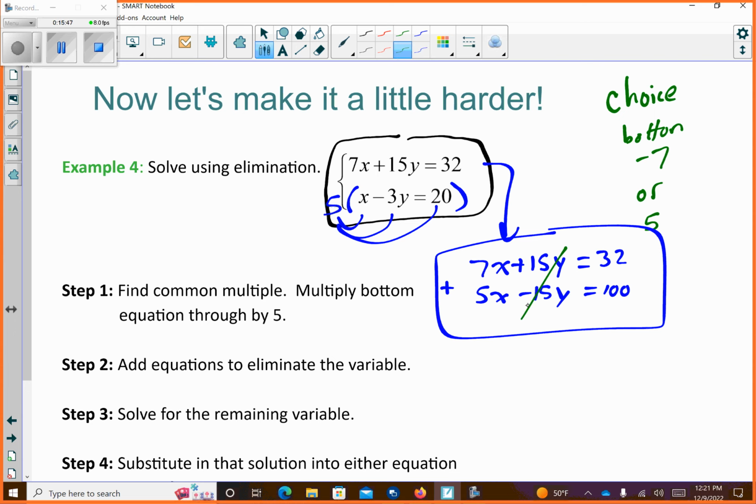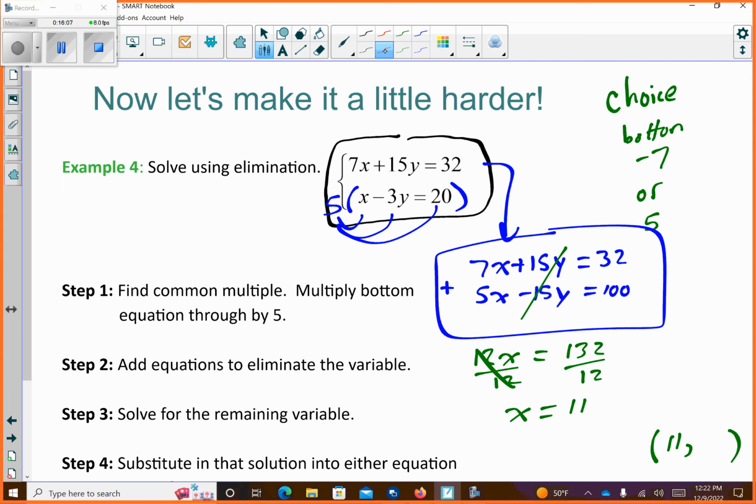The y's, those are gone. Okay, so I get 12x equals 132. And if we could just use a calculator in this class, we could actually go 132 over 12. Oh, it's 11. How did I do it so fast? Because I already taught it today.